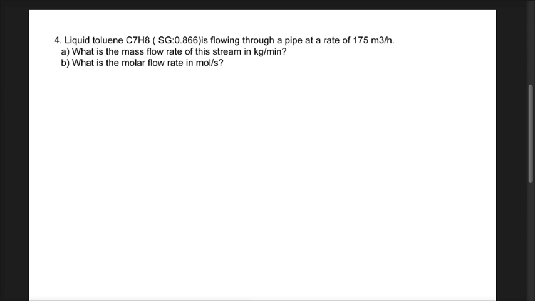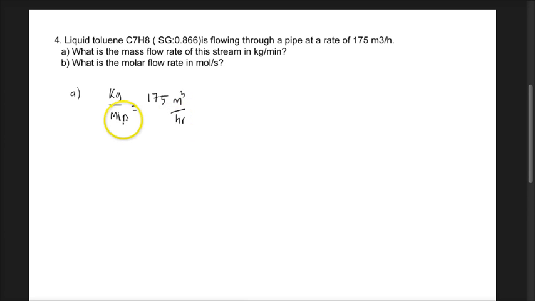Alright, question 4: liquid toluene, C7H8, with a specific gravity of 0.866, is flowing through a pipe at the rate of 175 meter cube per hour. For part A, it wants us to convert 175 meter cube per hour to kilogram per minute. So the final result for part A is in kilogram per minute, and initially it gives us 175 meter cube per hour.